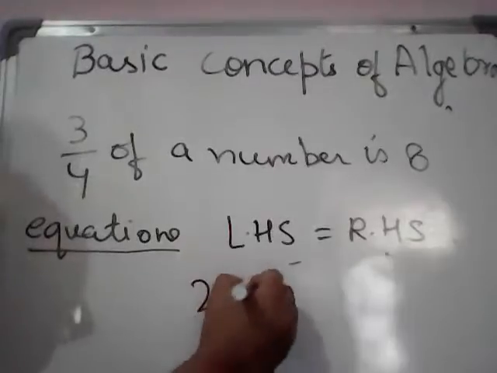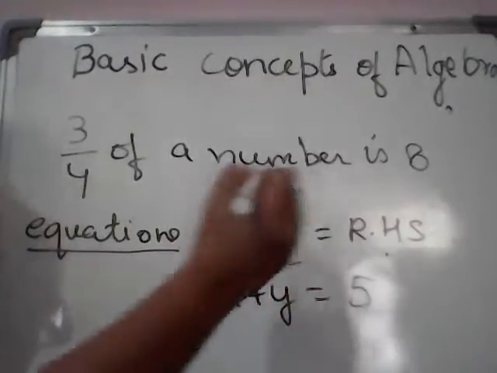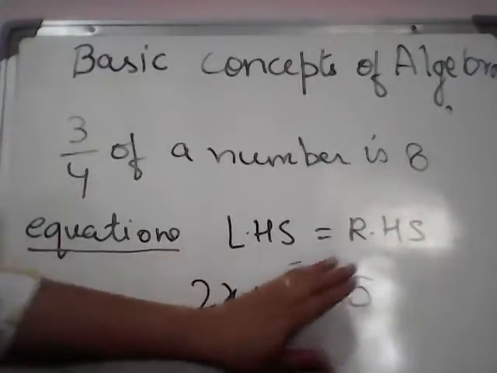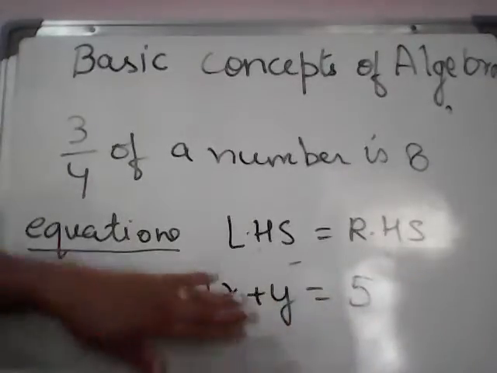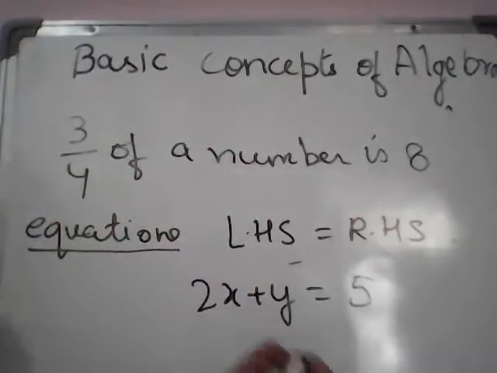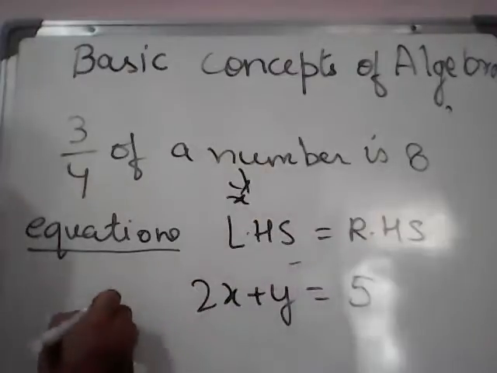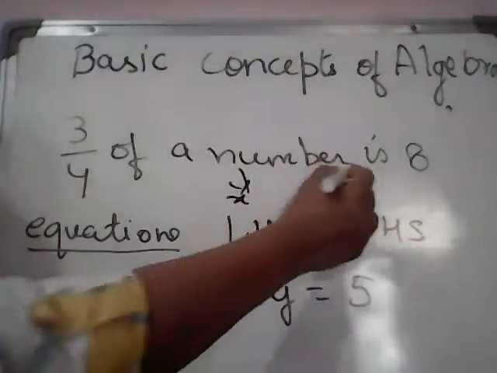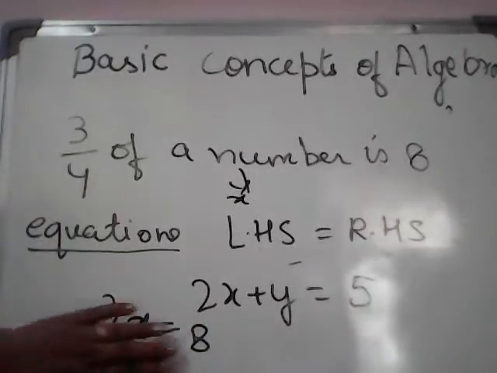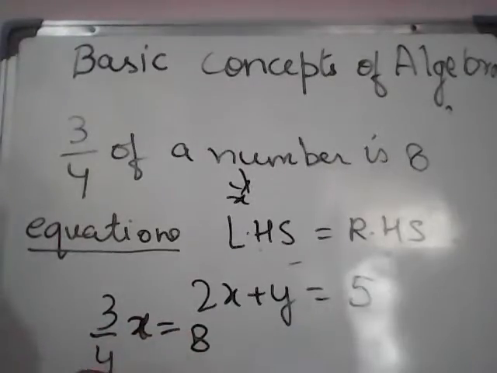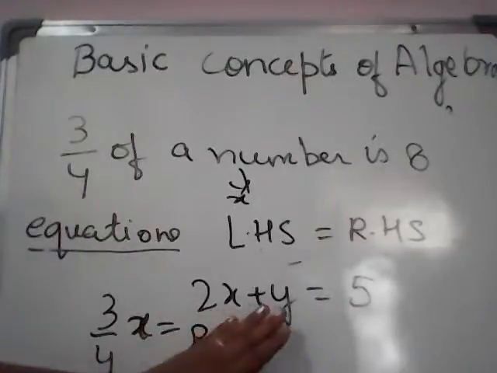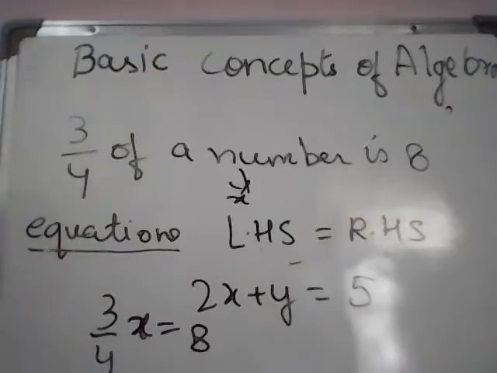Like I told you 2x plus y is equal to 5 if we have this equation. So in this is left hand side and this is right hand side. So left hand side is equal to right hand side in this equation. This is how equations are. Like if we have 3/4 of a number, suppose number is x. So 3/4 of a number will be 3/4x is equal to 8. Here we see that we have two sides, that is left hand side and we have right hand side here. So this is how equations are formed. Expression is just one side and equations have both the two sides.